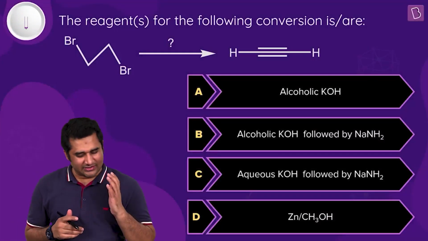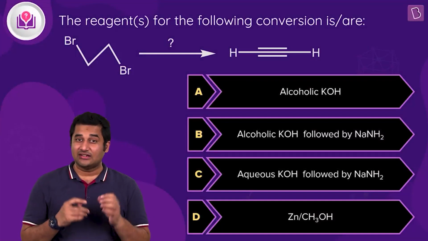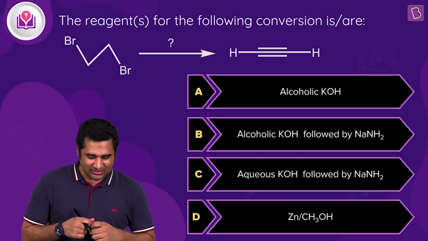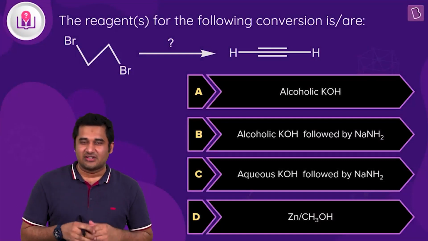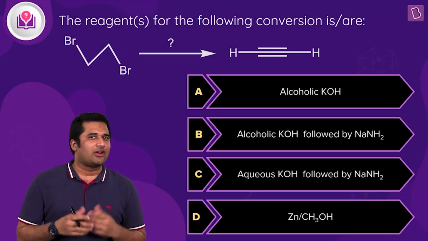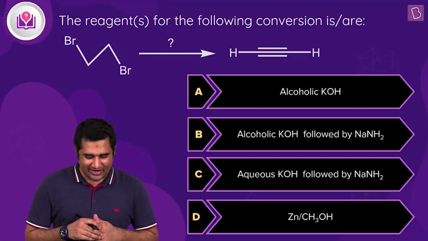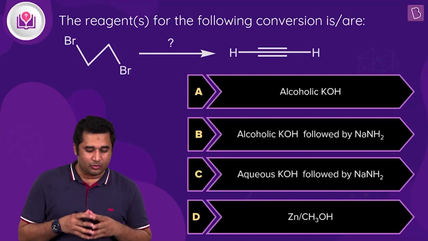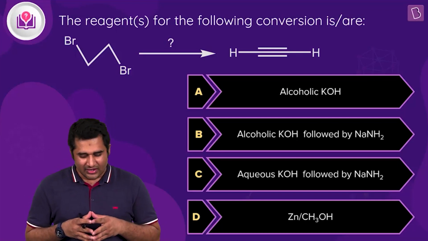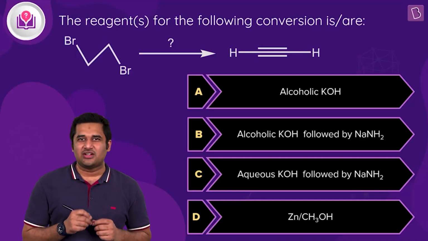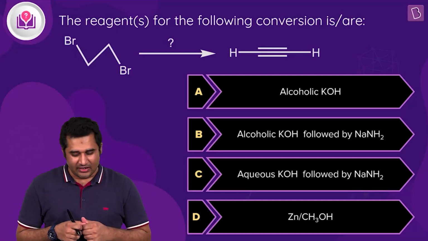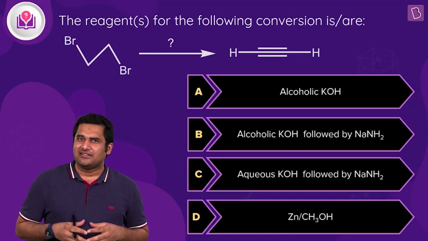Hi, let's have a look at this question, and you can see it's a very simple question. The question is: the reagent for this conversion is or are. The reaction given to us has 1,2-dibromoethane, and it is made to react with a reagent, which is what we have to find out. And what we are getting is an alkyne, isn't it?